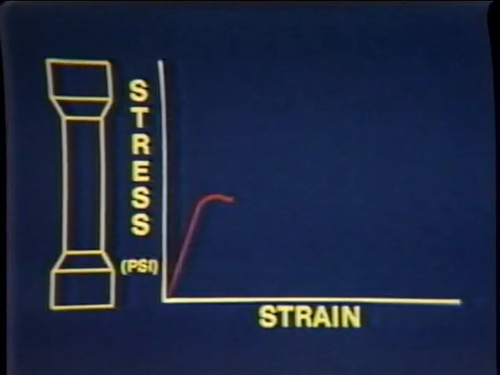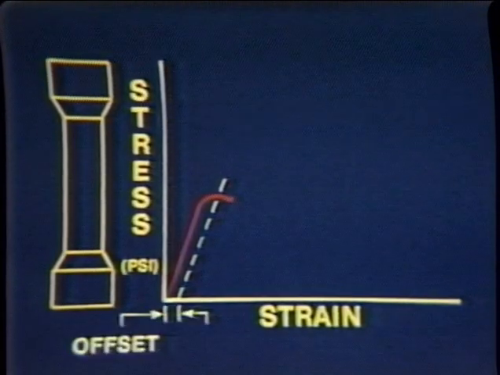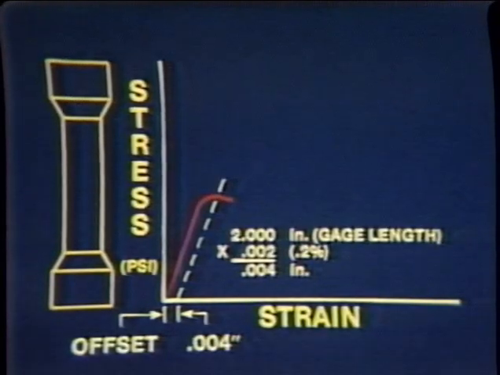The yield strength is determined by drawing a straight line parallel to the straight portion of the curve. This is described as an offset method, since the distance between the lines is a percentage of the original gauge length. For example, a 0.2% offset indicates that the distance between the lines is the 2-inch gauge length times 2 thousandths, which equals a distance of 4 thousandths inch.